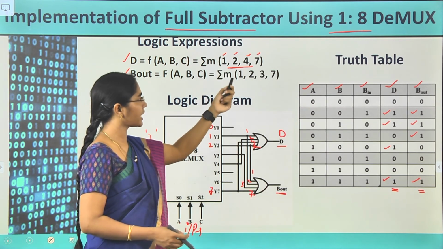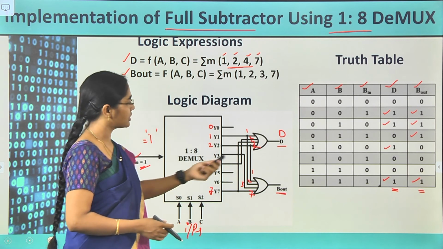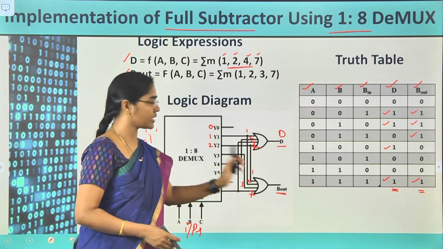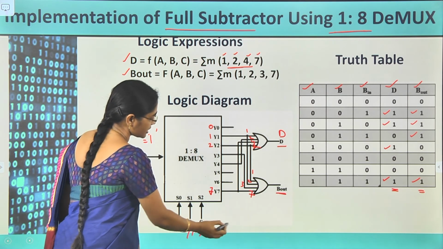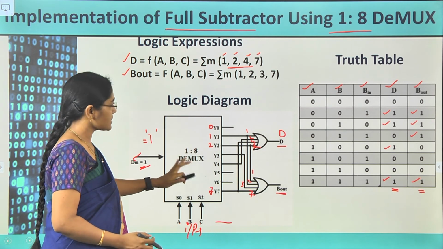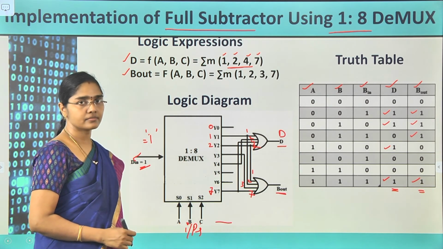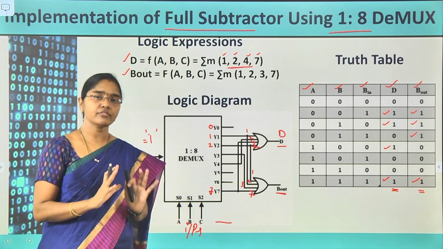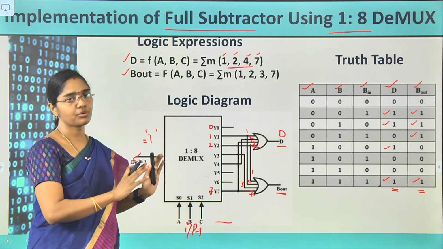Use OR gates for these two minterm combinations, OR gate 1 and OR gate 2, for getting the difference and borrow out. So, this is the logic diagram of the full subtractor using a 1:8 demultiplexer. I hope you understood the design of any Boolean function with the help of demultiplexers.